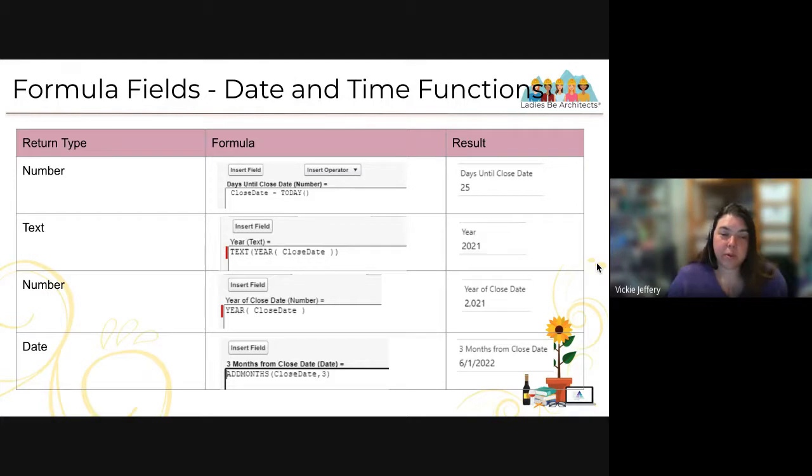And then, as before, we talked about ADDMONTHS. I've got a close date in there, and I want to add three months to it. So it's going to put it out to the first of June 2022 for me. Or actually, it's Australian, so it's the sixth of January 2022. Okay, next one.